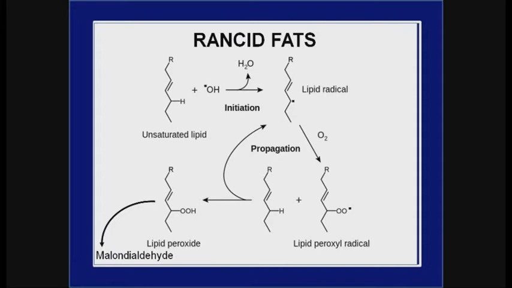So we've got three rancid types of fats. We've got the lipid radical with one free radical, then we've got the peroxyl radical with two oxygens, and then we've got the peroxide with the hydrogen there. And this then degrades to a compound called malonaldehyde. And malonaldehyde is the marker we'll see for rancid fats.